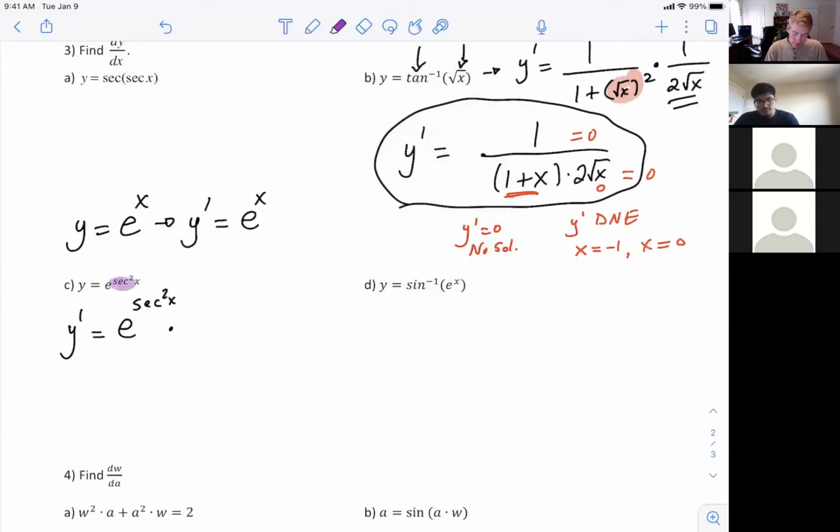Now the chain rule says take the derivative of this secant squared. Well, because it has a squared, use the power rule. So the 2 goes down in front and multiplies. Then subtract 1 from the exponent. So it's just going to be secant. So that's the derivative of the square function. And then take the derivative of secant.